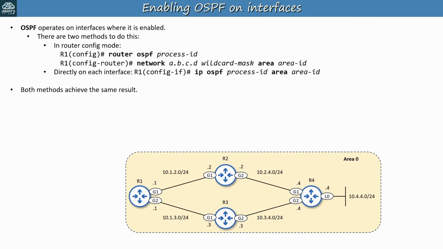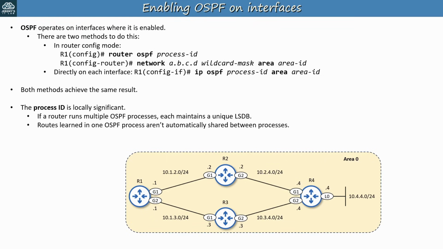Notice that both methods specify a process ID. This process ID is locally significant. It just identifies the OSPF process on the local router. It's fairly rare, but a router can run multiple OSPF processes at once. If a router runs multiple OSPF processes, each process maintains a unique LSDB, and routes learned in one OSPF process aren't automatically shared between processes. To share routes between processes, you must configure redistribution.